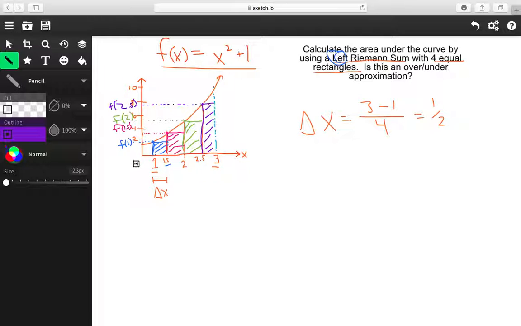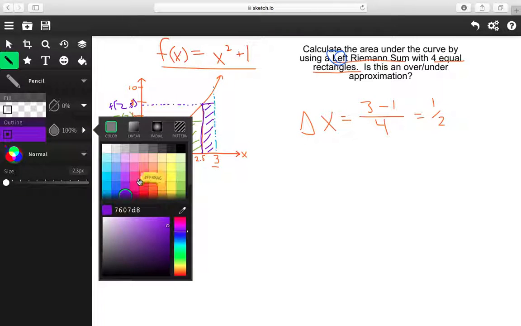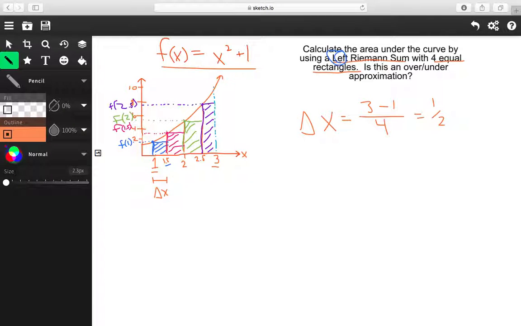So now that we have the height, and we have the delta x as the length, we can calculate the Riemann sum. We can calculate the area of each individual rectangle. So I'm going to come down here. The approximate area, because this is not 100% the actual area. This is only based on the 4 rectangles.